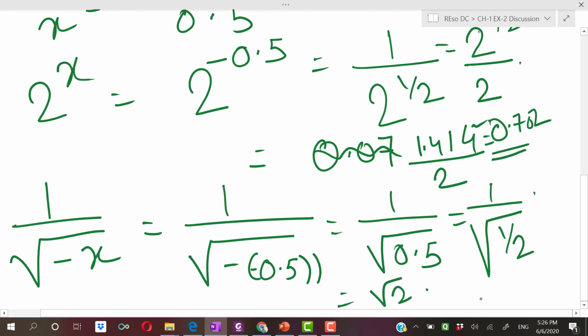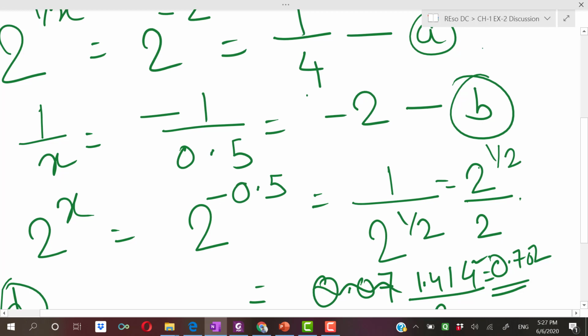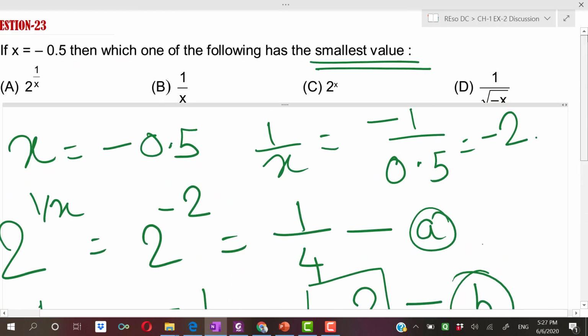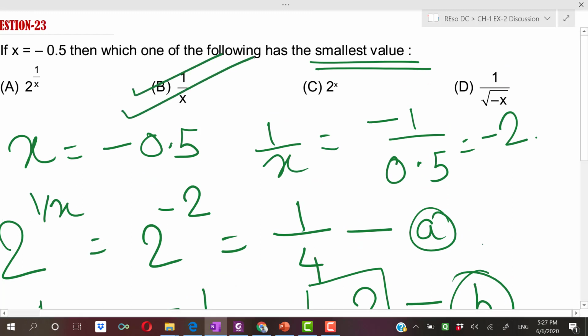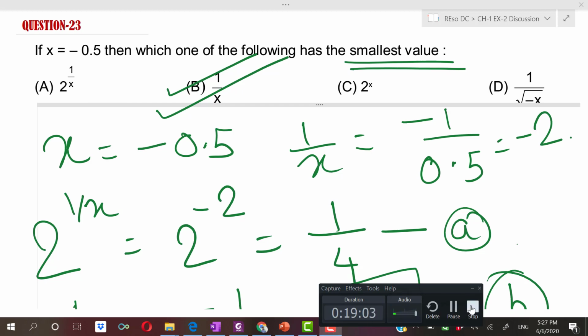Now I have to tell which number is smallest. So my option number D is also a positive number. Option number C is also a positive number, but option number B is a negative number. Option number A is also a positive number. So my smallest number will be option number B, that is 1 upon x will be the smallest number among all these 4 given options. So this is how you are supposed to solve this very easy question. Okay, thank you.